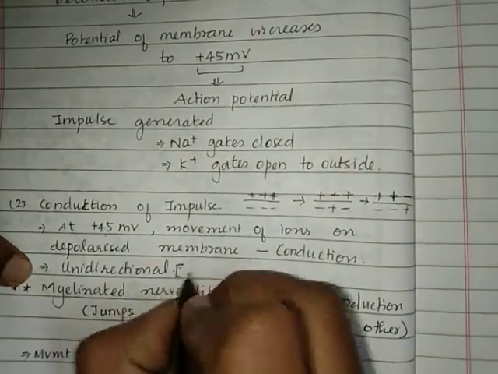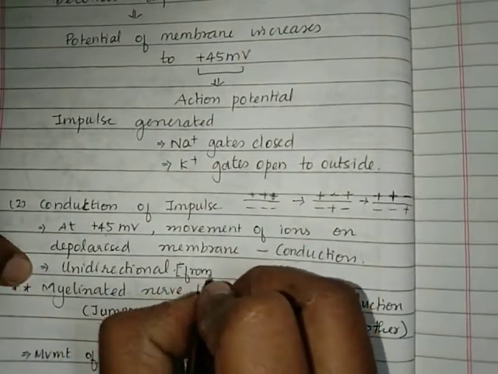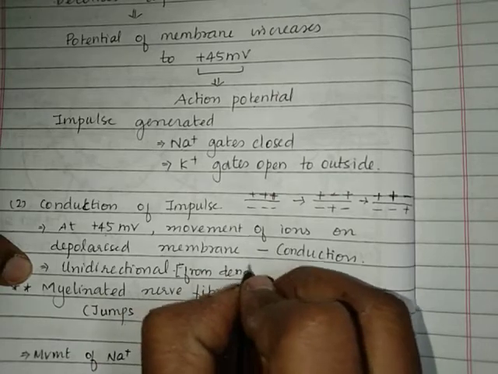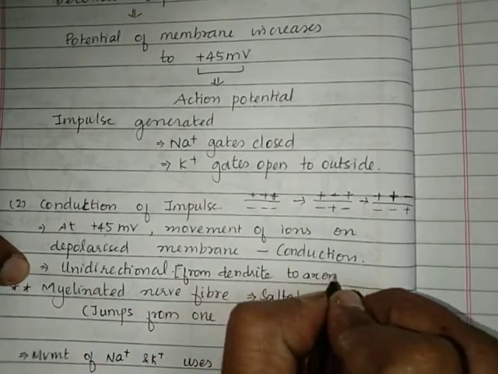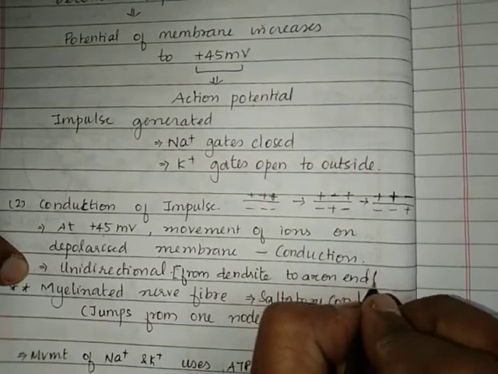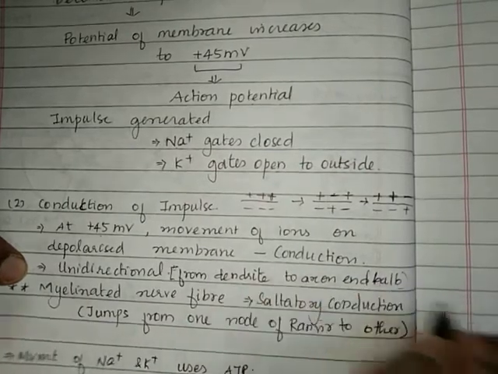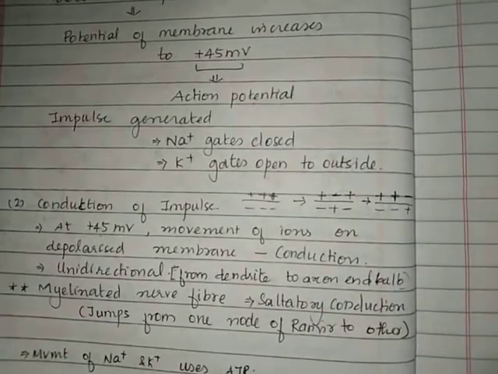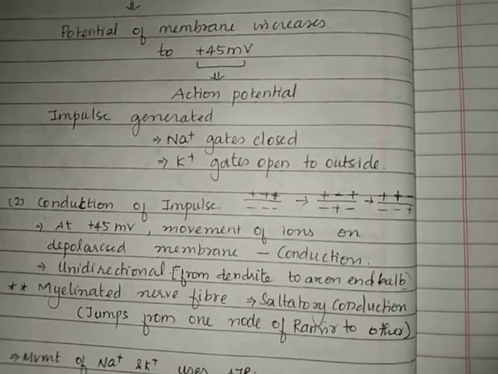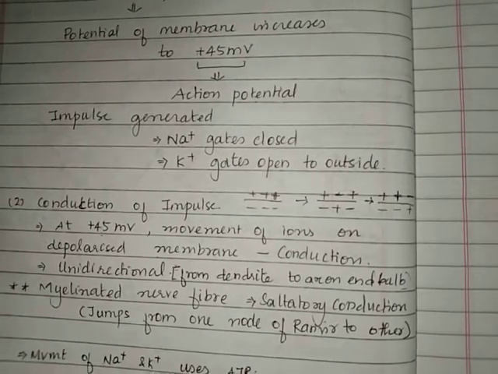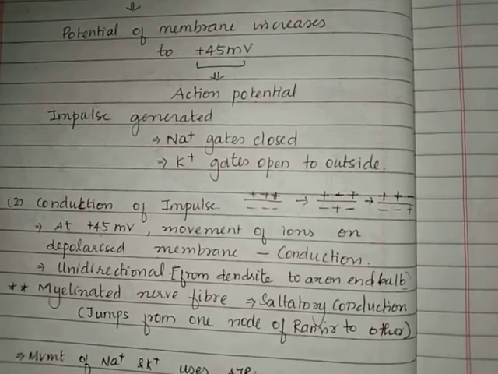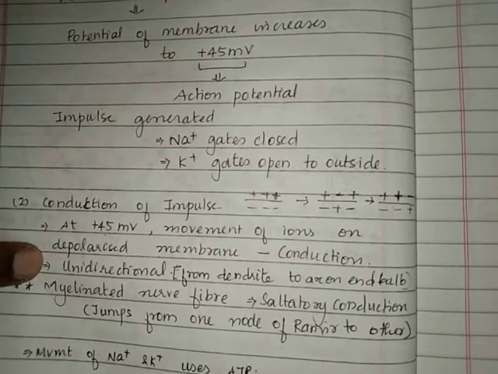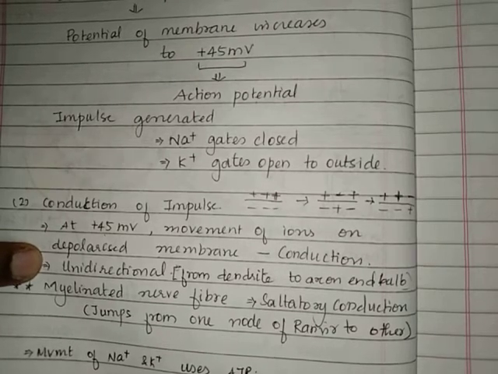That is, from within a cell, it is from dendrite to the axon end bulb. So this is within one neuron. Be clear, this is within one neuron. To go to the next neuron, it is from the axon to the dendrite of the next neuron. Within a single neuron, it travels only from dendrite towards the axon end bulb. This we call unidirectional transfer.